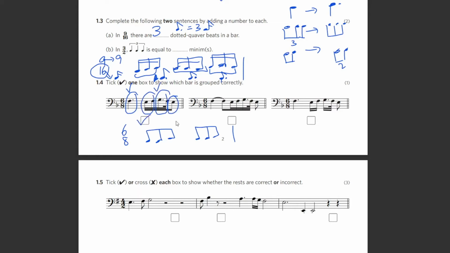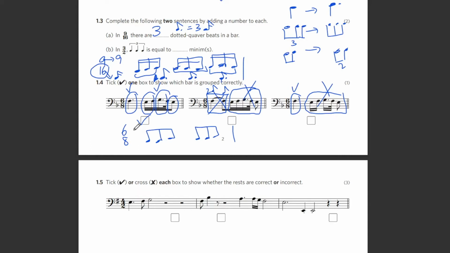So this is correct. Now let's check to make sure that these are wrong. This is 2 quavers, and this is the 3rd quaver, so they should be joined together, not split. Then these 1, 2, 3 quavers should be beamed together, but you notice this is not beamed together, so this is wrong. How about this one? This is 3 quavers, so this is correct. However, for these 3 quavers, they should be beamed together, so this portion is wrong.